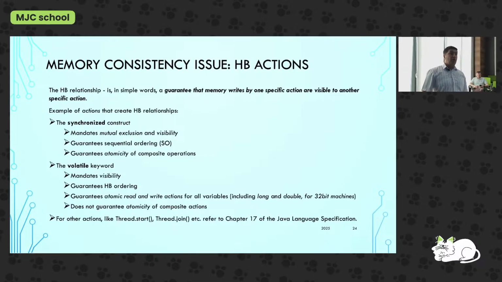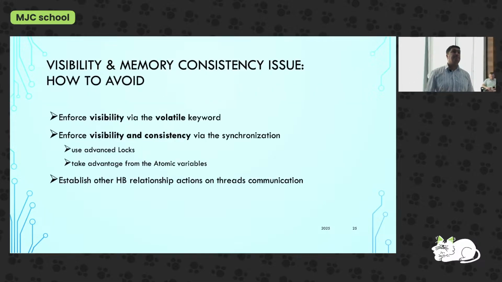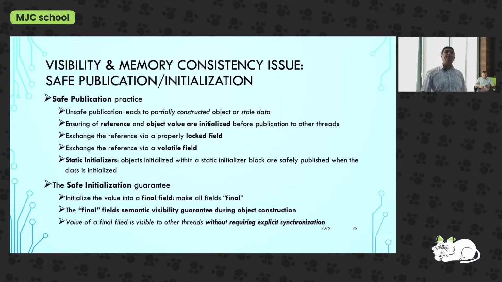This is the happens-before guarantee given by the Java memory model. Take a look, this is a fundamental guarantee which Java provides us as a tool. The advice is to use advanced locks instead of synchronized, or take advantage of atomic variables.